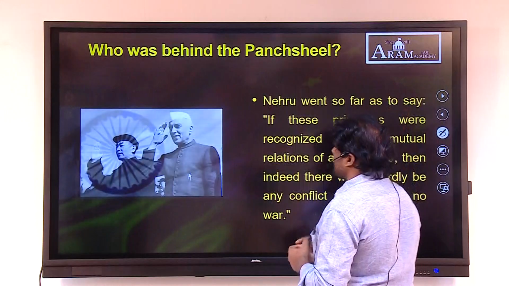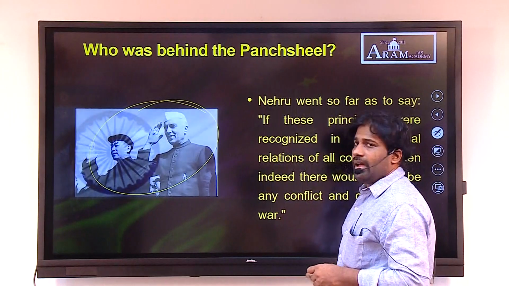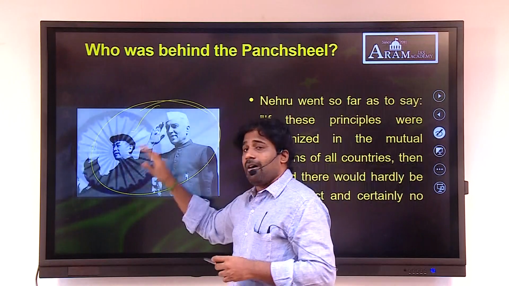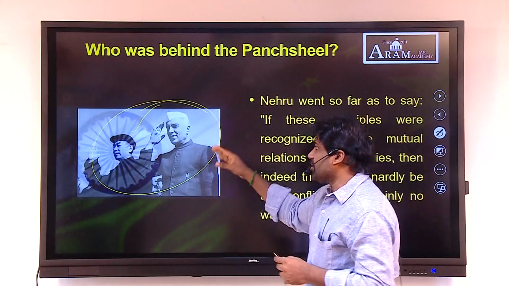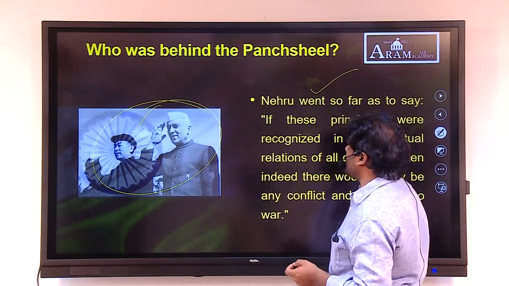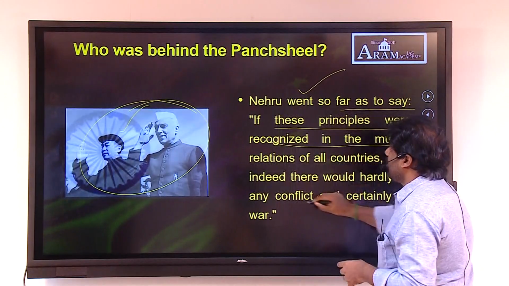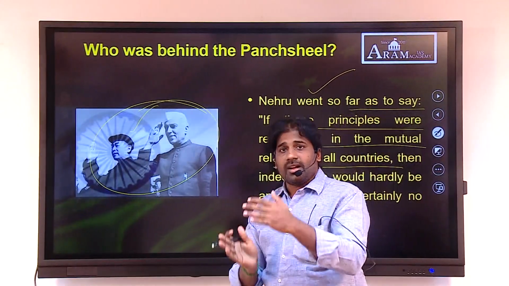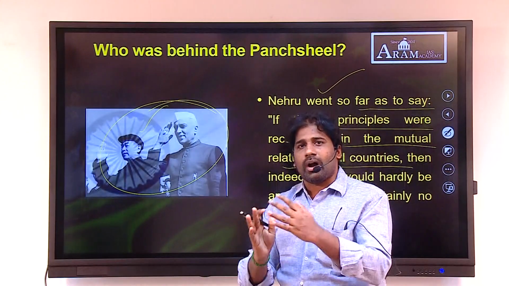And who signed it? That's an important one. Nehru, our Prime Minister of India, and Zhou Enlai, the premier of China. He is not Mao. Mao is like chairman and president, and he is a premier. So these two were responsible for signing such a treaty called Panchsheel. Nehru went on to say, if these principles were recognized in the mutual relations of all countries, because this particular construct is superb, well constructed, it would stop all conflicts and war.